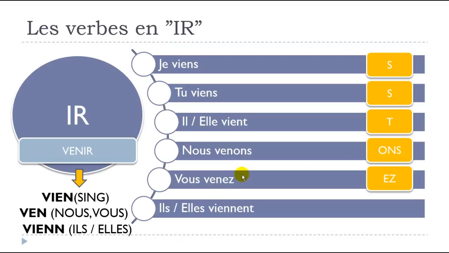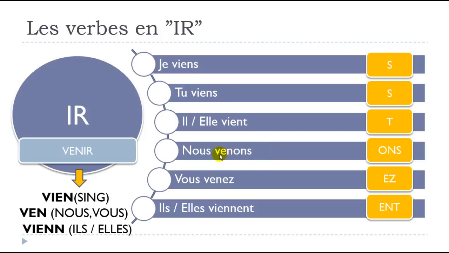And the last part, remember, for il, elle, you will put back V-I-E-N, and you will put the ending ENT, and you'll get ils viennent, elles viennent. And it can be quite tricky, especially phonetically, because you get this nasal sound here: je viens, tu viens, il vient, elle vient.